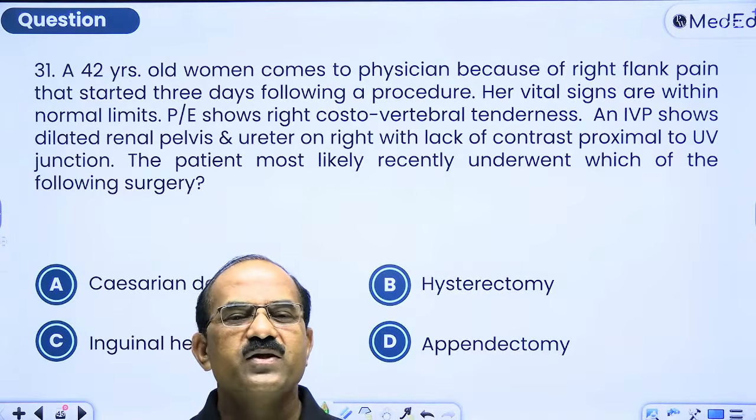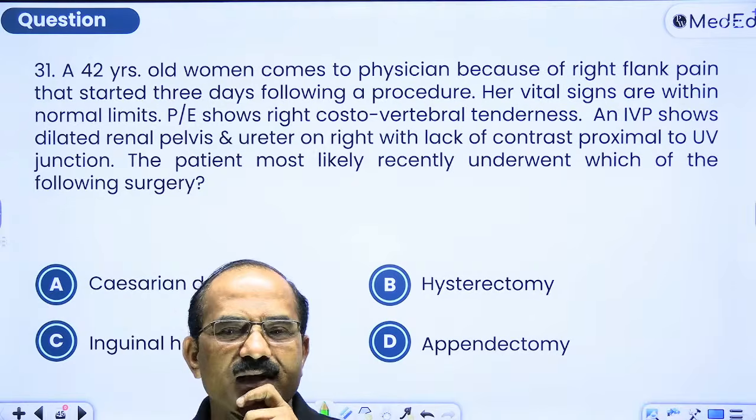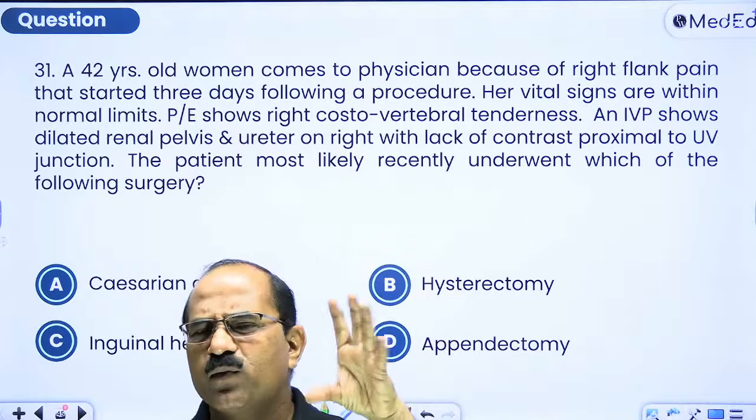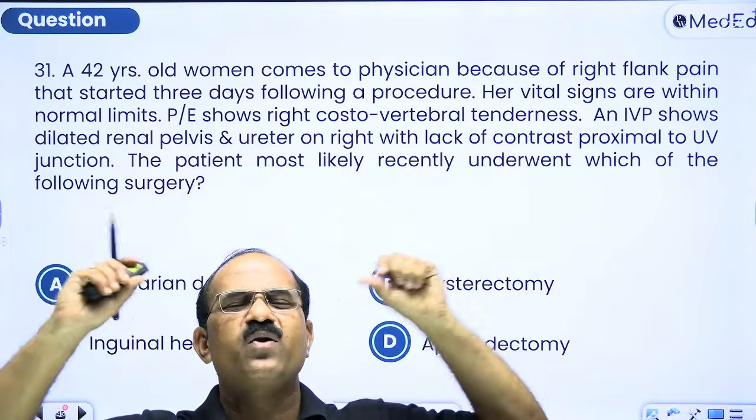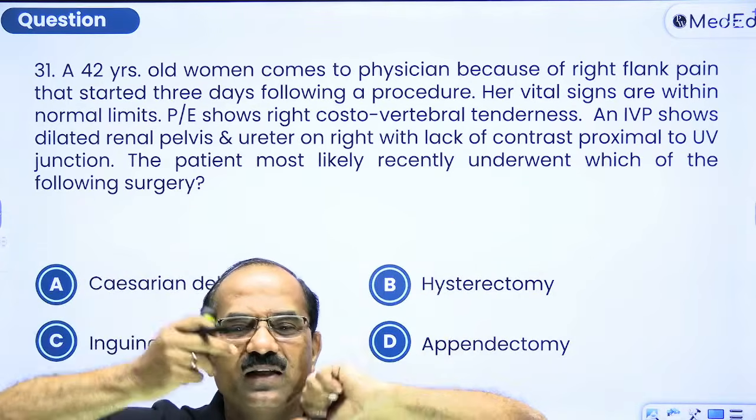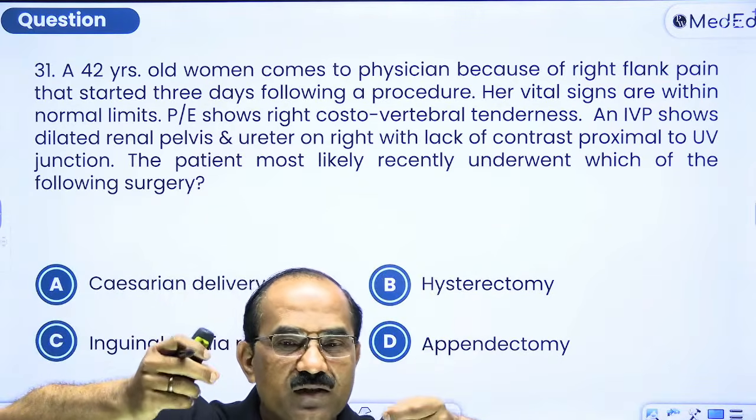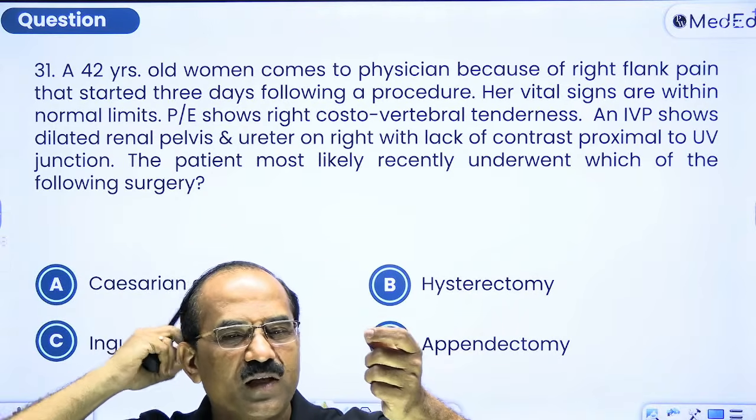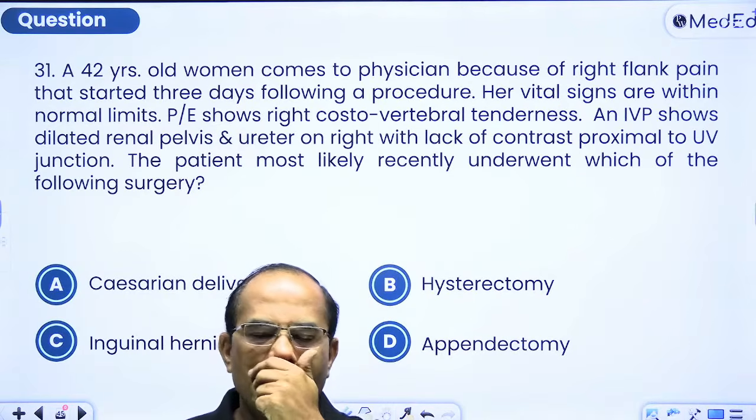A 42 years old woman comes to a physician because of right flank pain that started 3 days ago. Her vital signs are within the normal limits. Physical examination shows a right costovertebral tenderness. Costovertebral tenderness, क्या है वो? Something with respect to the kidneys. Yes, IVP shows a dilated renal pelvis and the ureter on the right side with lack of contrast proximal to UV junction. The patient most likely underwent which of the following surgeries? Answer this.